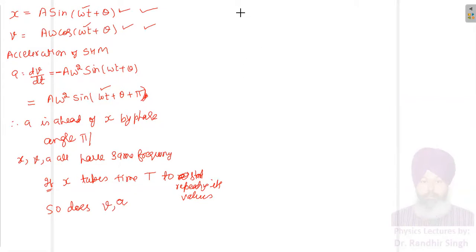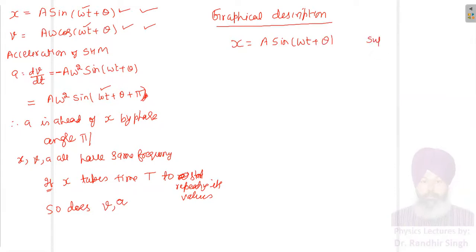Let us now draw it graphically, that is the graphical description. We know that x is equal to a sine omega t plus theta. Theta is called the initial phase. Suppose theta is equal to 0 degree. Then x becomes a sine omega t.